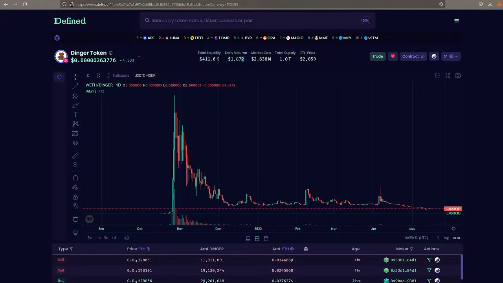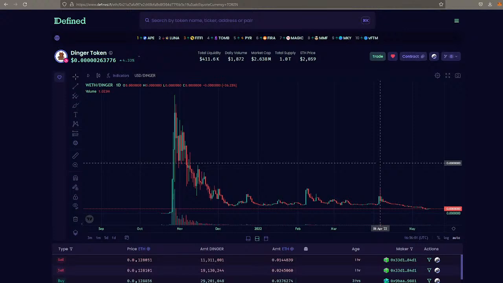Daily volume, you all should know, is just the dollar amount of buys and sells that have occurred on the chart for that day. Something you should pay attention to is that a lot of tokens can fake volume. Dinger has not been doing that. All of the volume here has been legitimate.